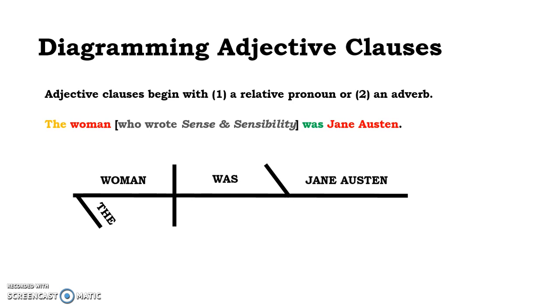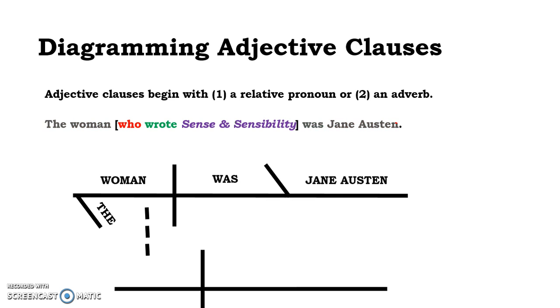Everything outside the brackets gets diagrammed like this. The woman was Jane Austen. Was is our linking verb there. Jane Austen, subject complement to woman. Inside the brackets, who wrote Sense and Sensibility?